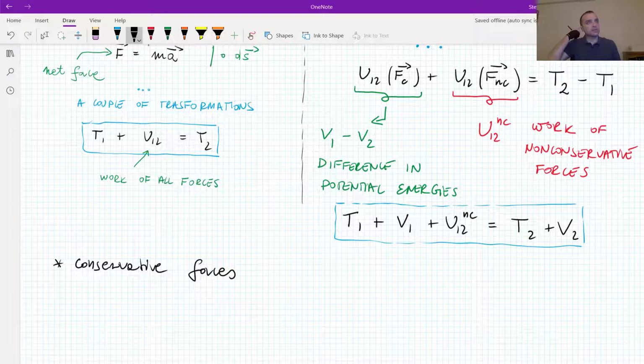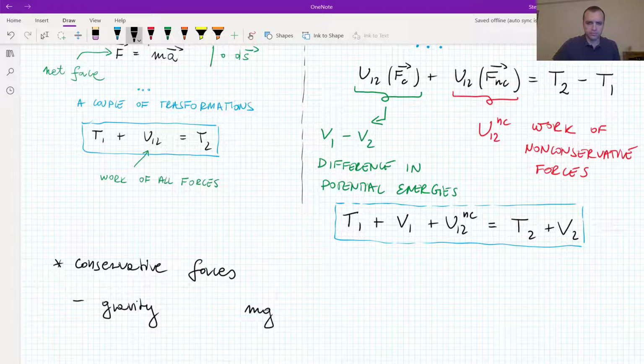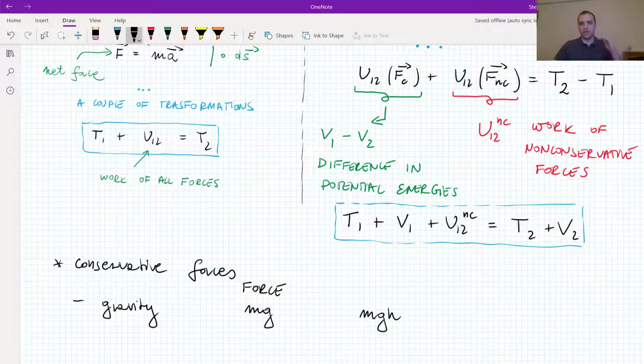The first thing that comes to my mind is gravity. The force associated with gravity is mg, and the potential energy will be mgh, where h is obviously the elevation of our particle.